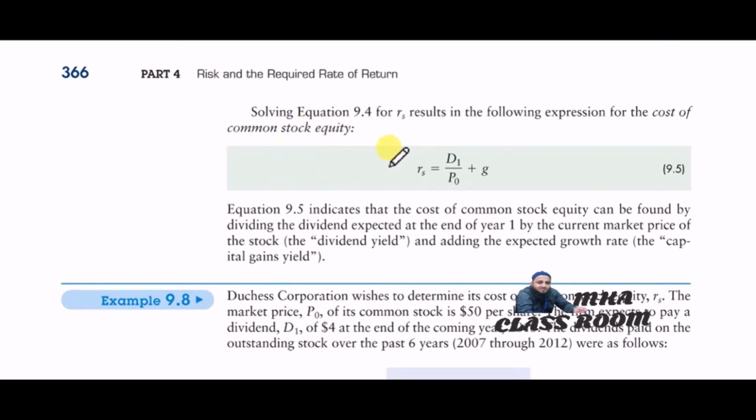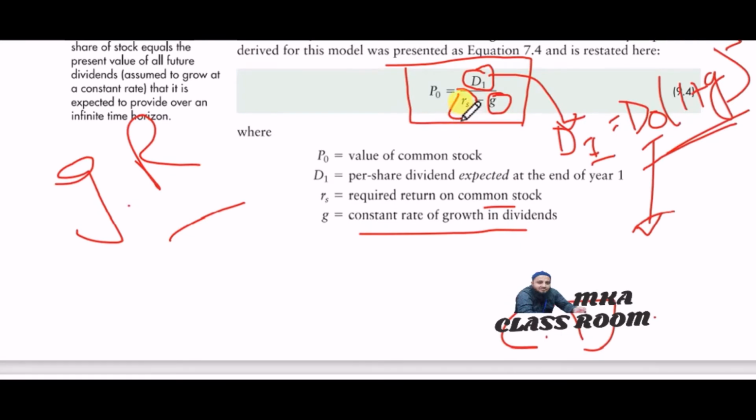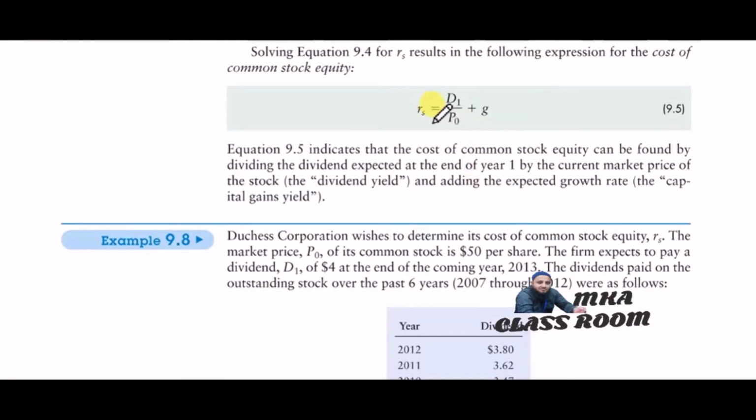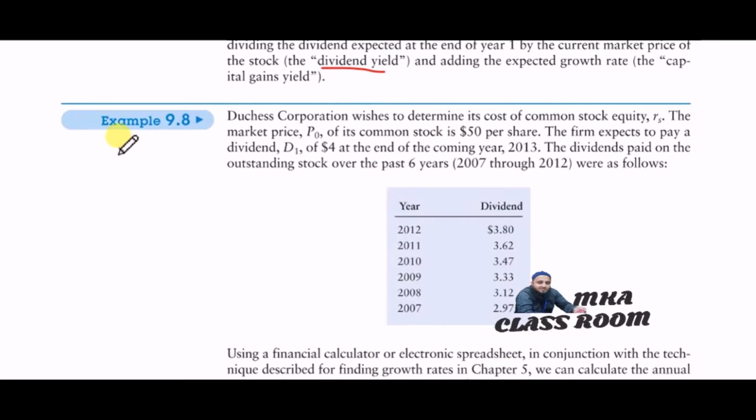So RS, the required rate of return, can be calculated this way: D1 divided by P naught plus G. D1 divided by P naught is the dividend yield, the expected dividend divided by the current share price. So here is an example you will see.